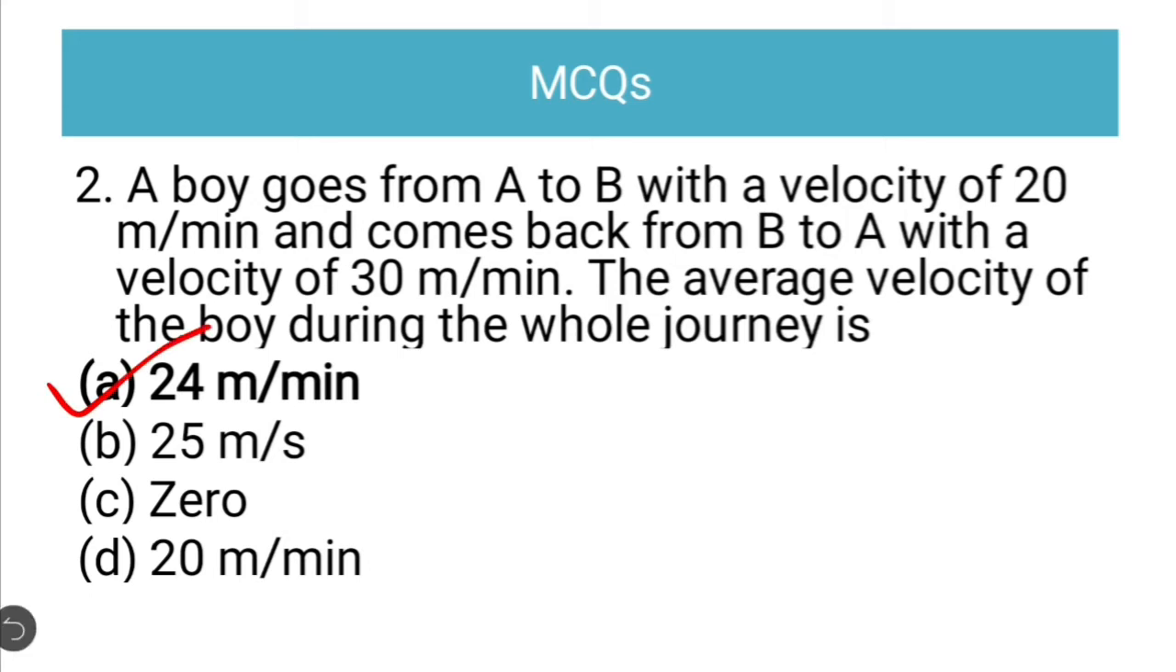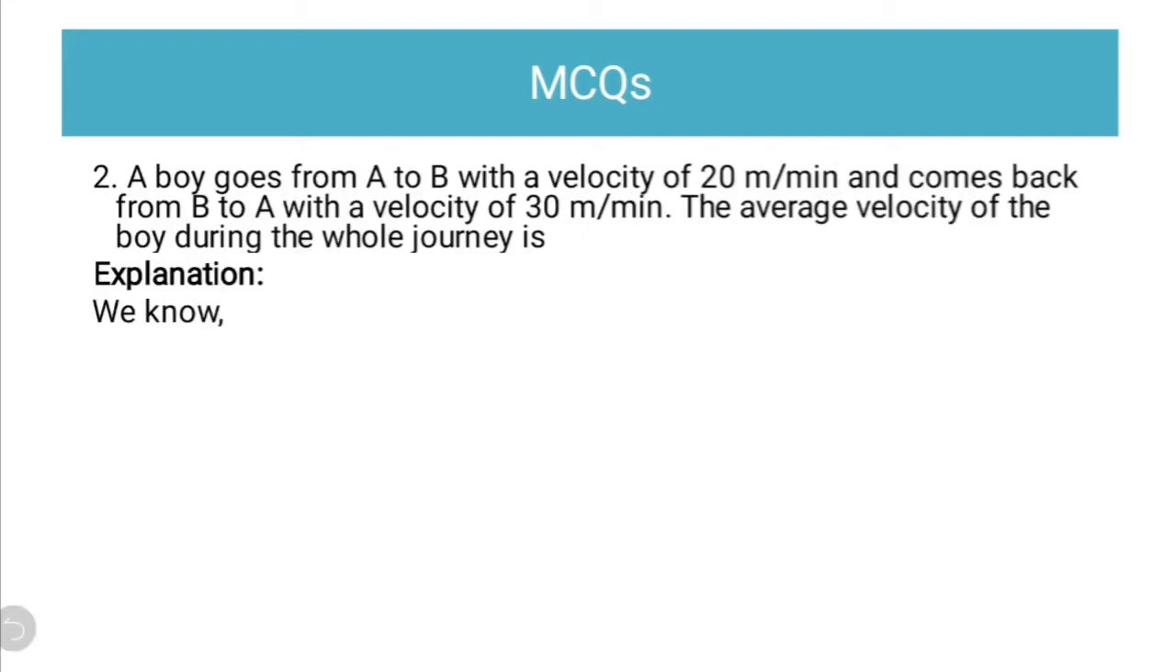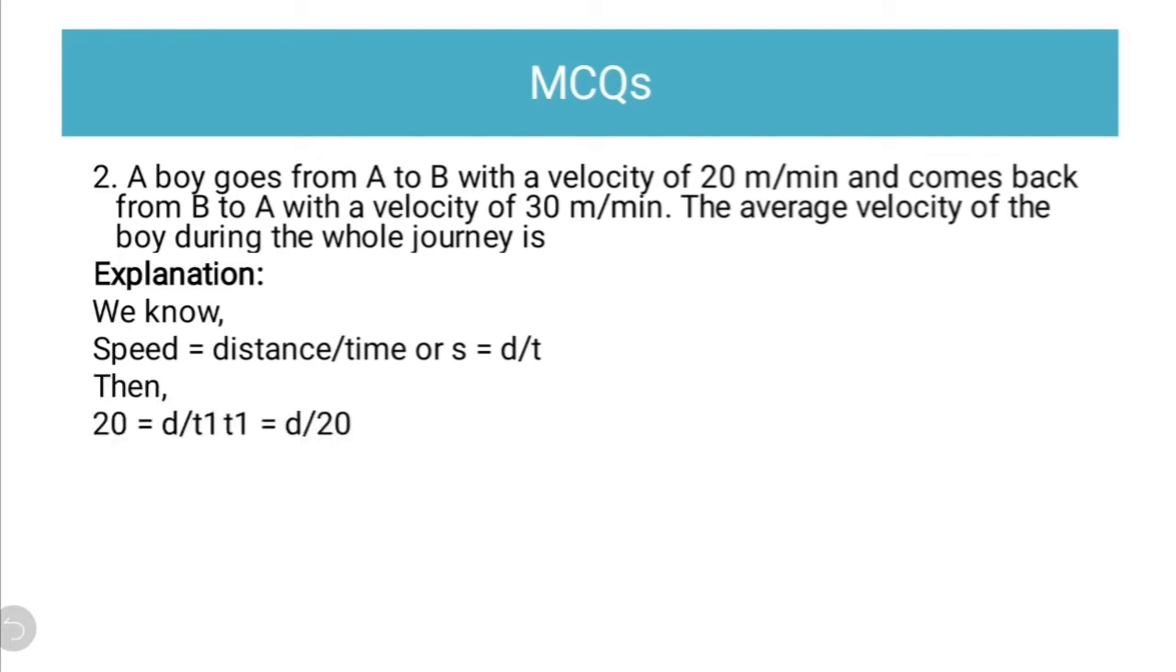But then there should be certain explanation why 24 meters per minute. Option A is correct. Why it is correct? Let us try to explain it mathematically. The formula for speed is distance upon time, as we all know. Okay, speed is equal to distance upon time. Then if 20 meters per minute is the initial velocity or initial speed, then 20 is equal to d upon t1, where t1 is what? The time for a boy to reach point B from point A, and d is the distance, right?